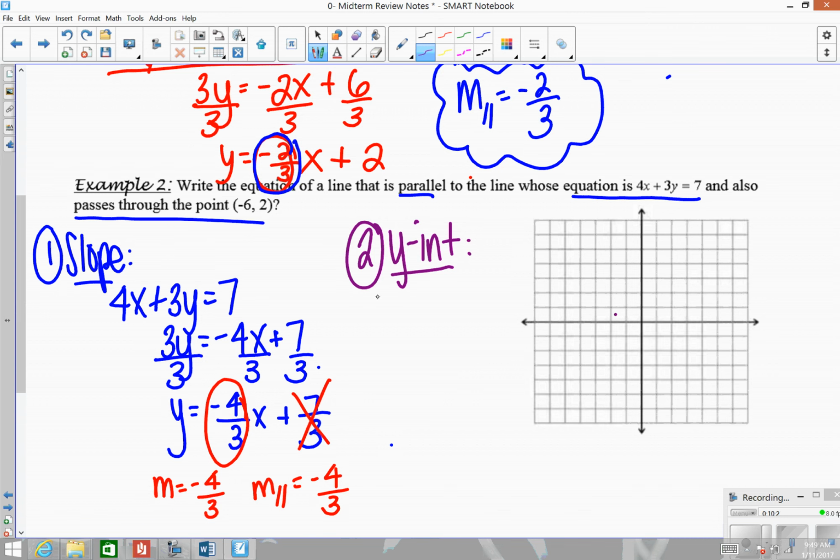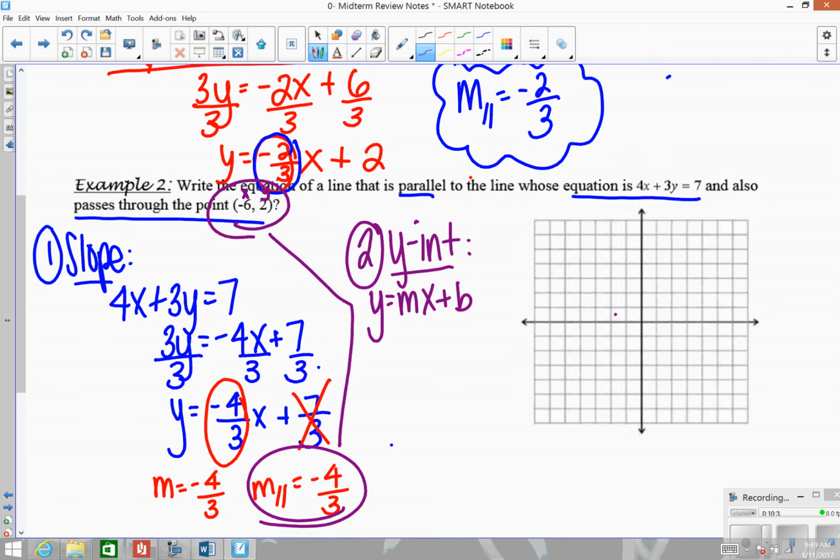There's two ways to do this. Algebraically, you take y equals mx plus b, you plug in x and y, and solve for b. So I'm going to plug in 2 for y, negative 4/3 for m, negative 6 for x, and I'm solving for b. If you cancel these, this would become negative 2. So negative 4 times negative 2 is going to be positive 8.